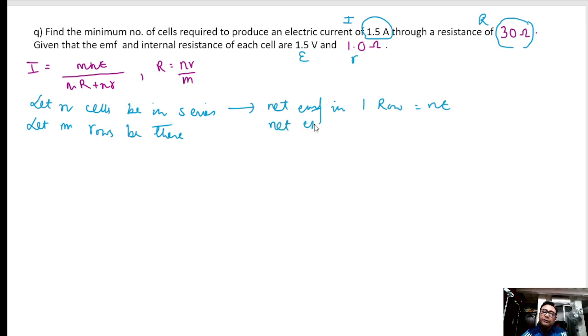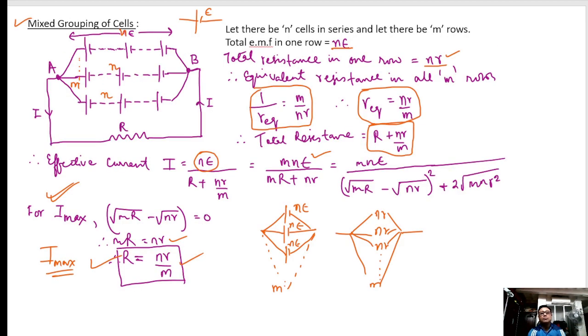Net EMF in M rows will be what? NE only, because they are connected in parallel. Please watch this particular part, so you will understand properly what I am trying to tell here. Please watch this part very carefully. For this particular sum, please go to this part and watch the sum.